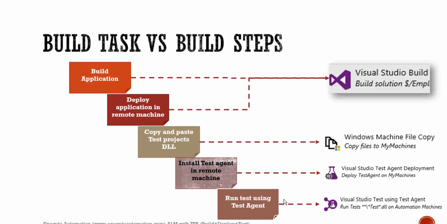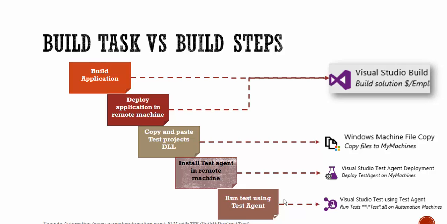So the build task versus the build steps. We were talking about the build task in our previous slide, and the build steps is something which we add in our build definitions. So let's compare both of them. For this build application and the deploy application to the remote machine, remember we did both of them using Visual Studio build task. And similarly, copy and pasting the test project DLL can be done using the Windows machine file copy build step. And that's the task that you need to add in your build definition.